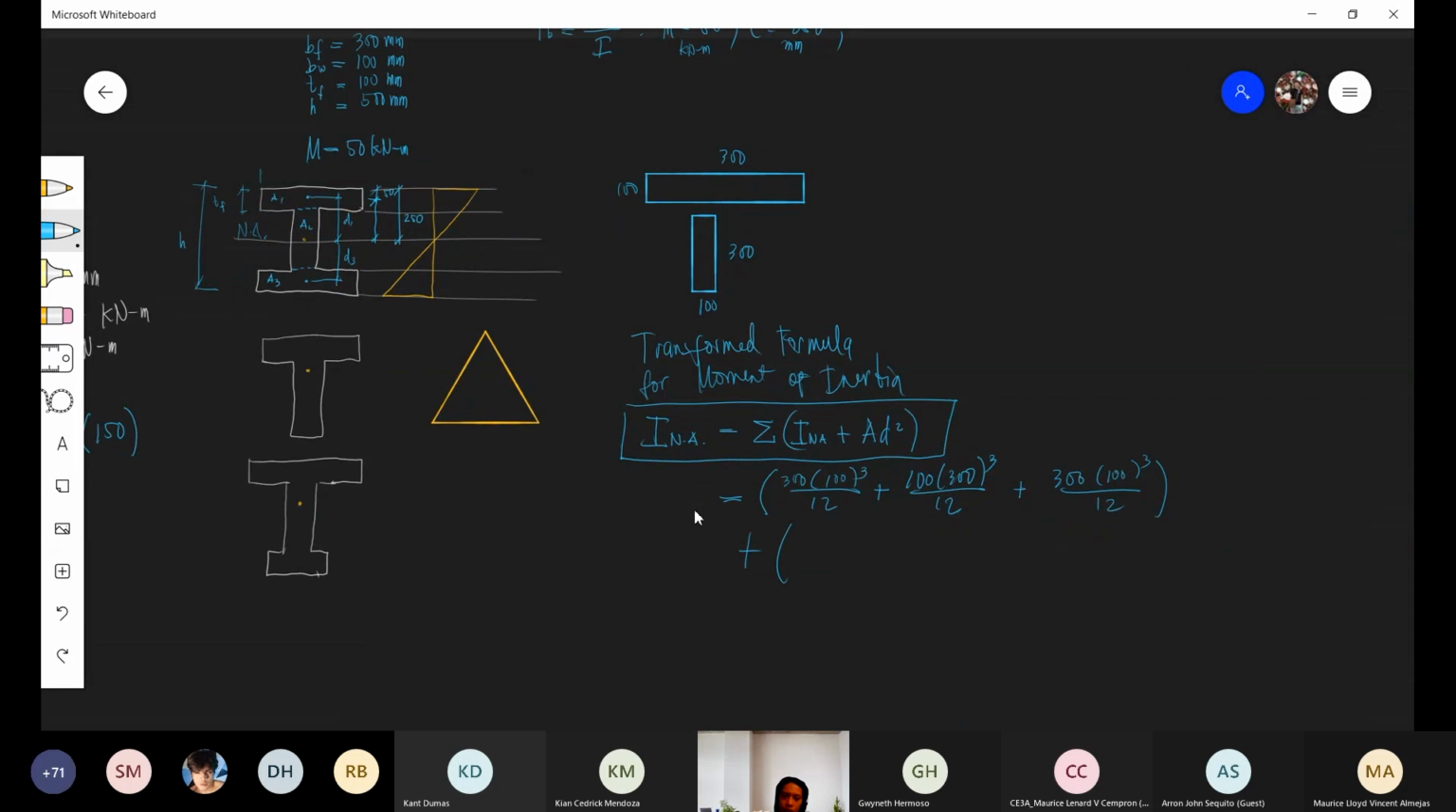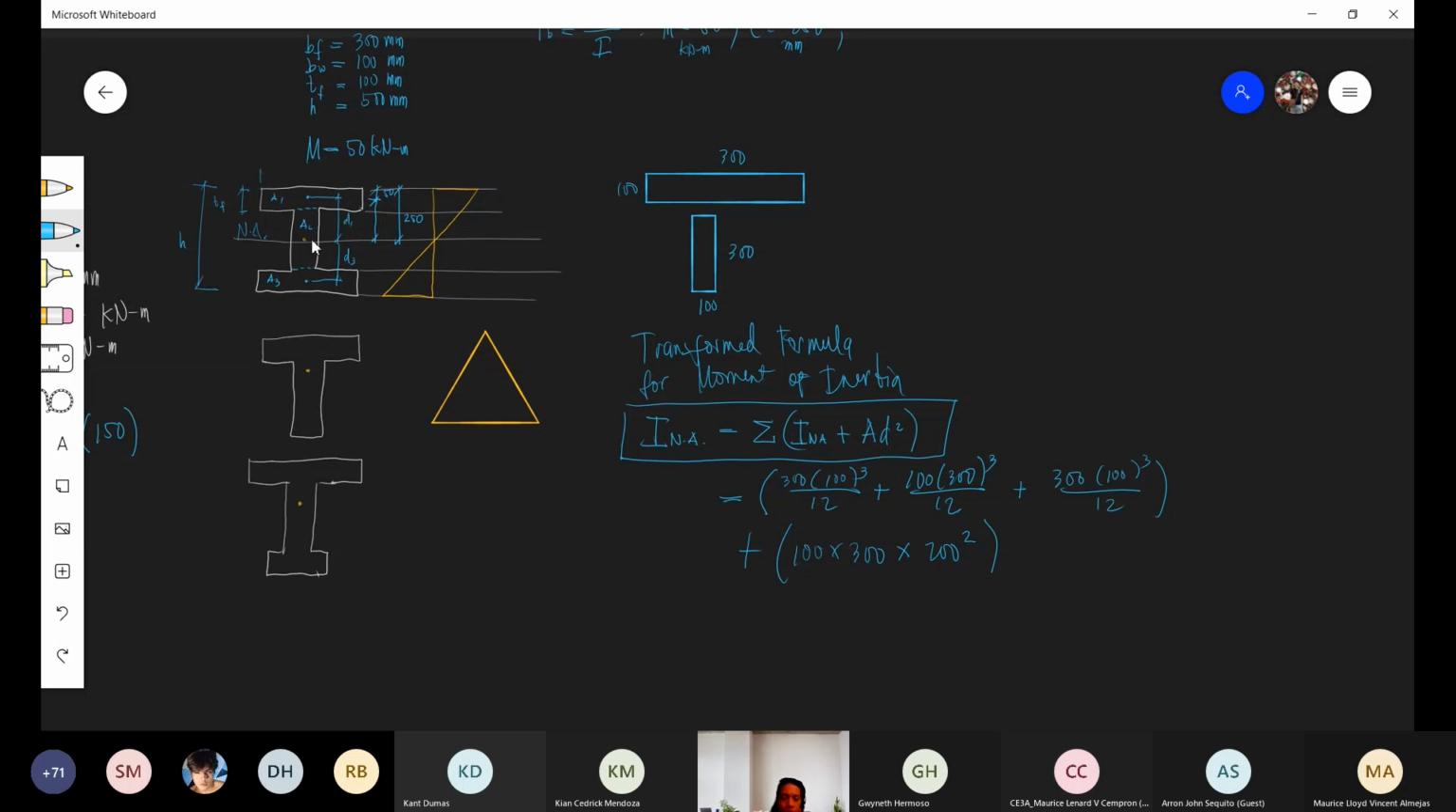This is A1 na kita. What's the area of A1? That is 100 times 300 times, what's the value of D? 200, di ba? 200 squared. Don't forget squared. AD squared.